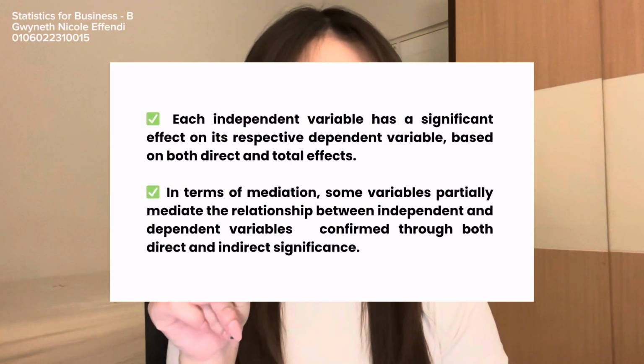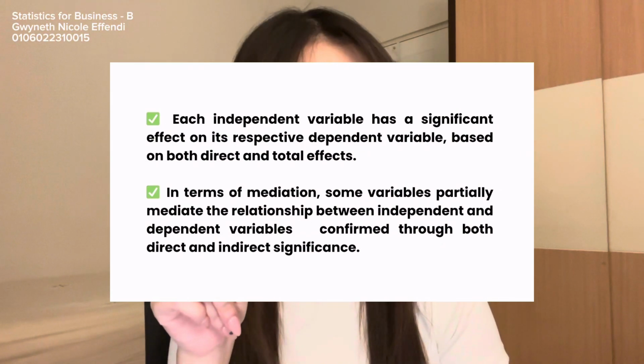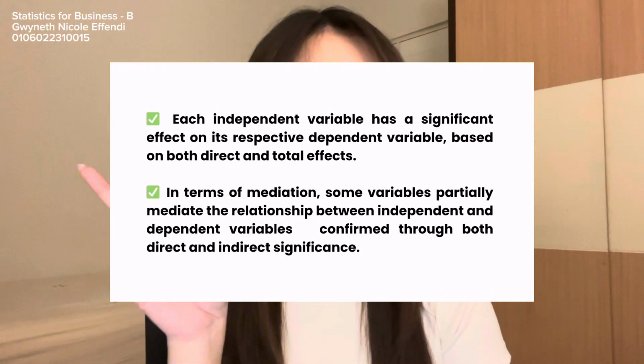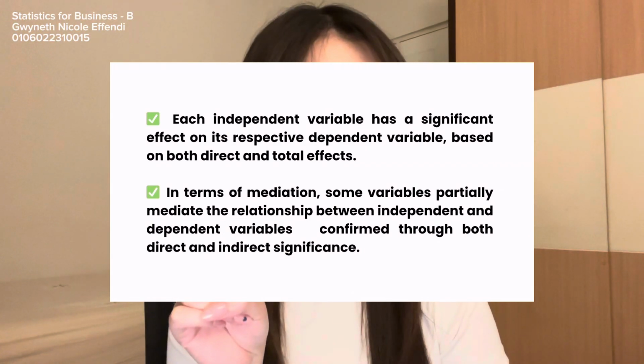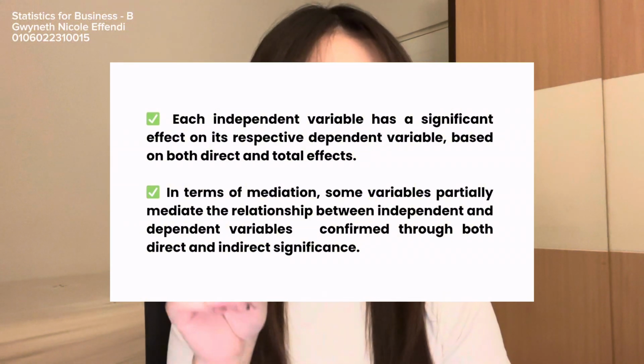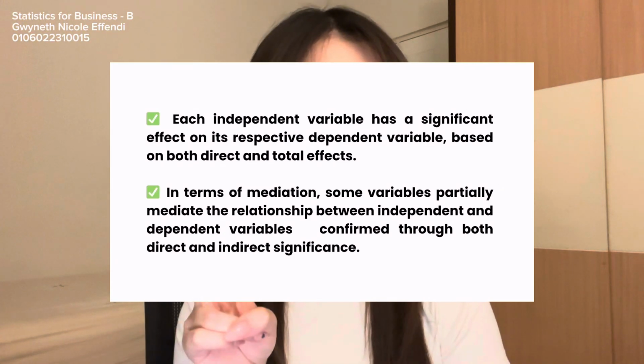In conclusion, the PLS-SEM analysis shows that, 1. Each independent variable has a significant effect on its respective dependent variable, based on both direct and total effects. 2. In terms of mediation, some variables partially mediate the relationship between independent and dependent variables, confirmed through both direct and indirect significance. Since both effects are significant, this is categorized as partial mediation. This means that the mediating variable plays an important but not exclusive role in explaining the relationship.